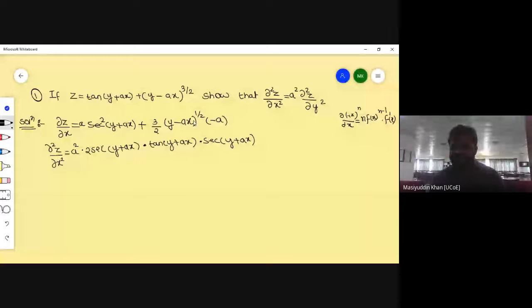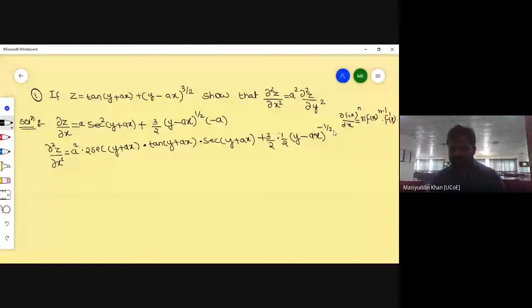Similarly we have to apply this here, so plus 3 by 2 as it is, and the derivative of this function, so you will get what? 3 by 2, so 1 by 2 comes here, and it will become minus 1 by 2, so into 1 by 2, this will become minus a, (y minus ax) raised to power 1 by 2.